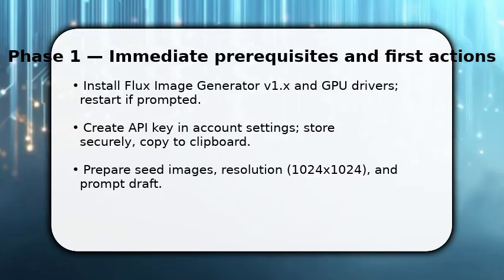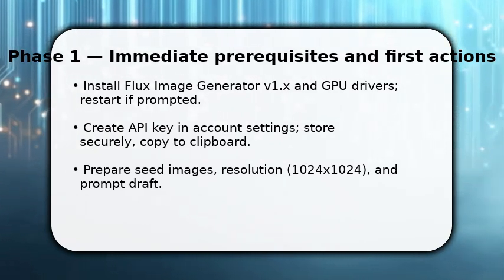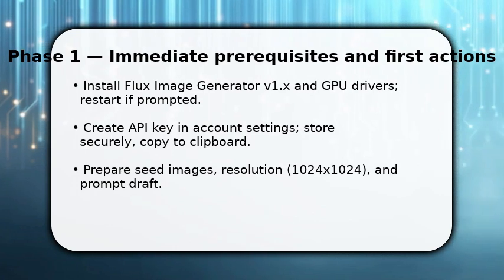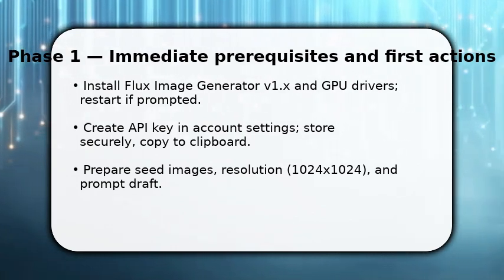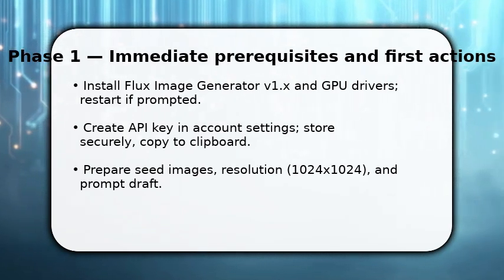You start by confirming prerequisites. Installed Flux Image Generator and up-to-date GPU drivers because performance depends on them. Once done, generate an API key in your account settings and copy it to a secure place. You will paste it into the app.